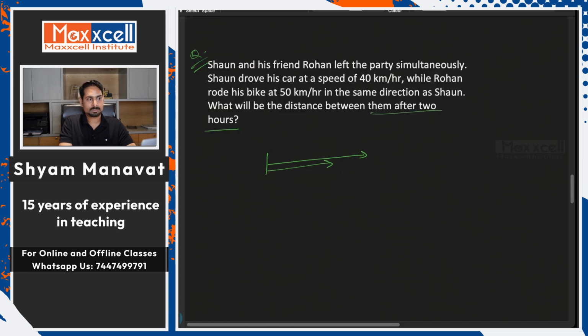So both of them started together. One is going faster, the other one is going slower. Both of them are going in the same direction, but the distance will increase between them, right? Both of them are going in the same direction, but the distance will increase between them at the rate of what? Both of them are moving in the same direction. So the distance will increase.